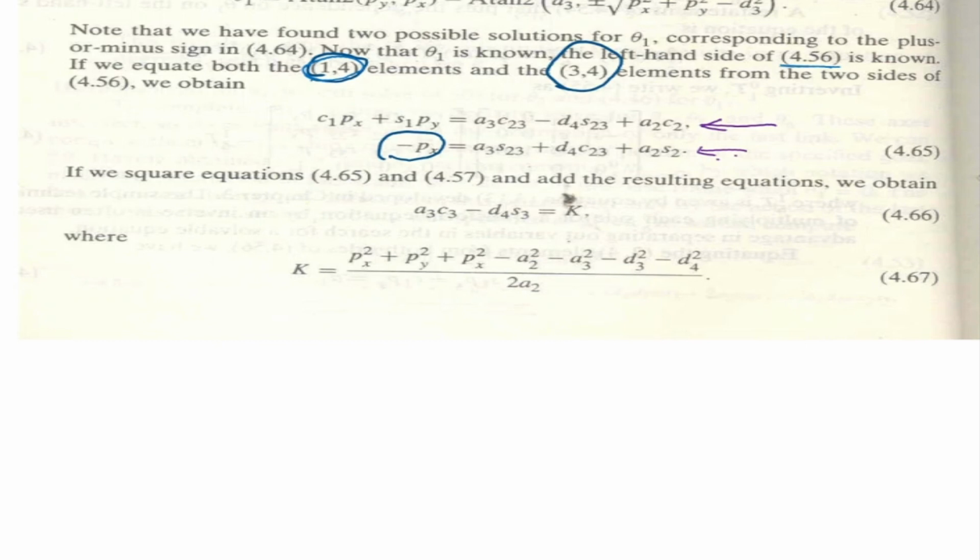Now here what are the variables? Theta 1 is known. Now we have theta 2 and we have theta 3. You also note that there is a cos and a sine term there, cos 23, sine 23. Whenever sine and cos are there, we can square and add. So squaring these equations and adding, we get this equation, and theta 2 gets eliminated and we only have theta 3. So we are able to solve for theta 3.